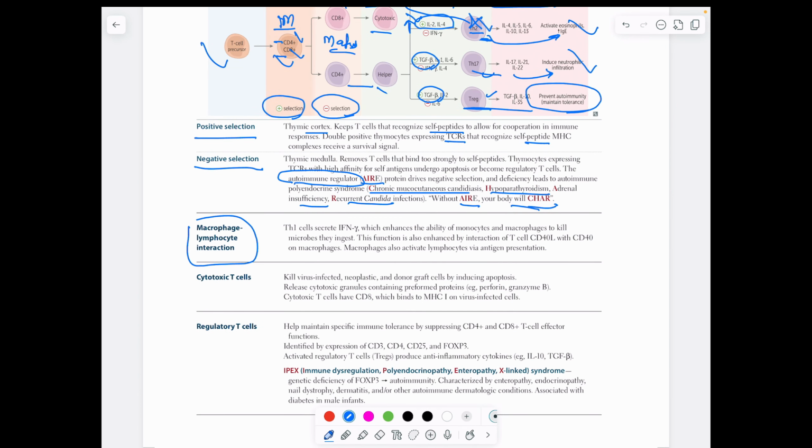Macrophages and lymphocytes are going to interact with each other. You already know that the T helper cell is going to stimulate macrophages, and by that, interferon gamma. The interferon gamma is secreted by the T helper cell and enhances the ability of monocytes and macrophages to kill the microbe by ingestion. This function is also enhanced by interaction of CD4 on T cells, and macrophages also activate lymphocytes via antigen presentation. These T helper cells are going to activate macrophages.